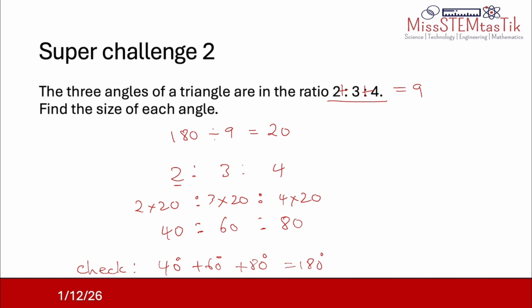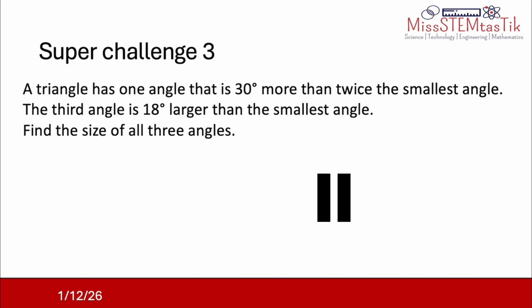Okay, just pause the screens and have a go at Super Challenge 3. Okay, a triangle has one angle that is 30 degrees more than twice the smallest angle. The third angle is 18 degrees larger than the smallest angle. Find the size of all three angles.